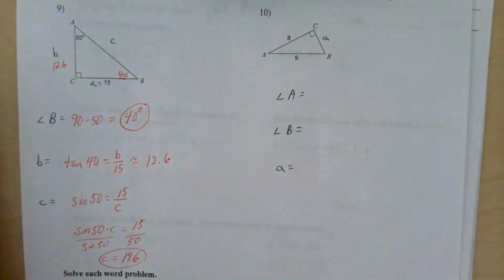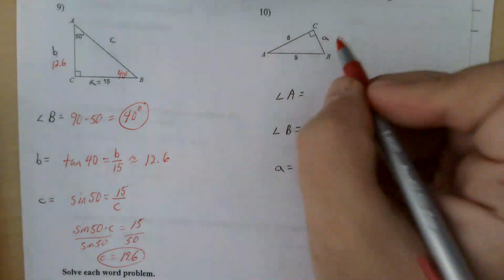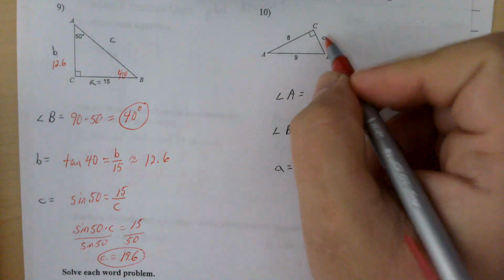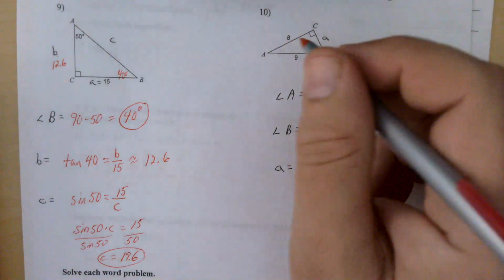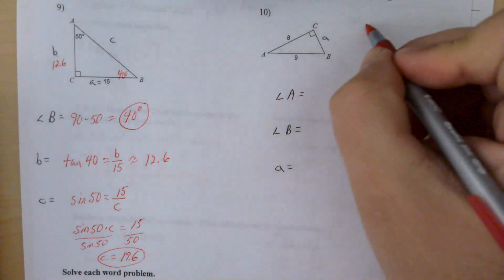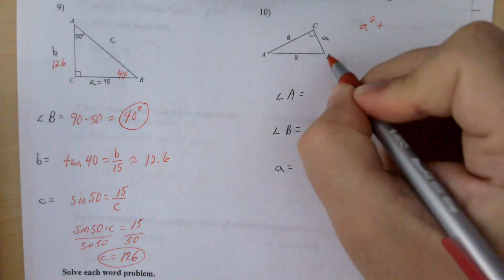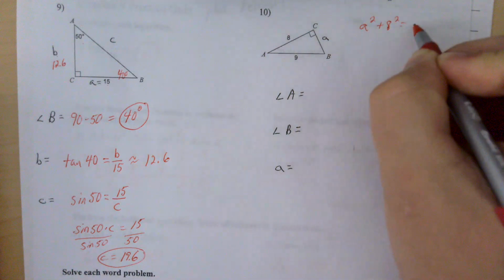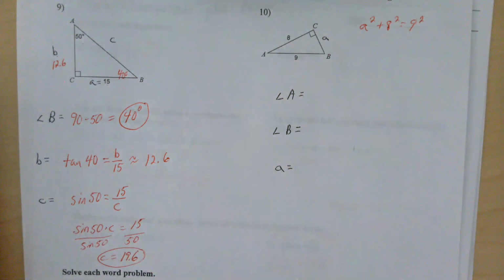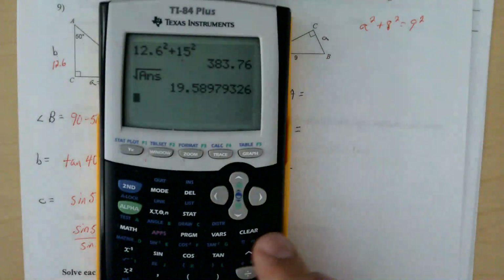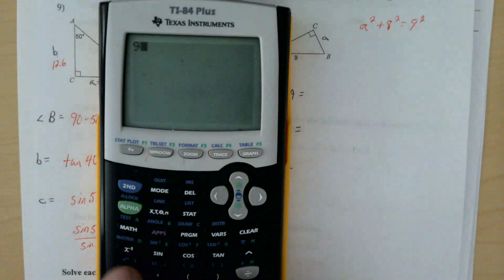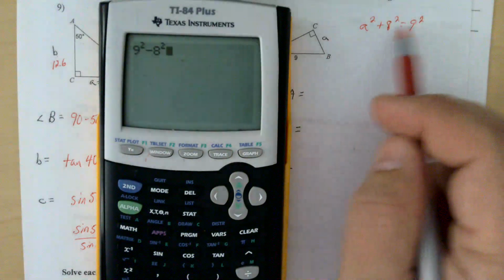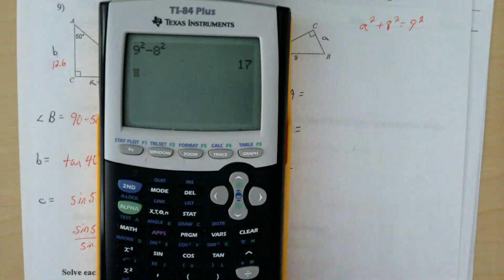Okay, so let's take a look at number 10. For number 10, we can find side A without trig. Okay, use the Pythagorean theorem. So I'll set this up. I don't know what A is, but I do know that B is an 8, and I know my longest side is a 9, so 9 squared. So all I'm going to do to solve this is type in 9 squared minus my 8 squared, okay, because I have to subtract that. That's what A squared equals.